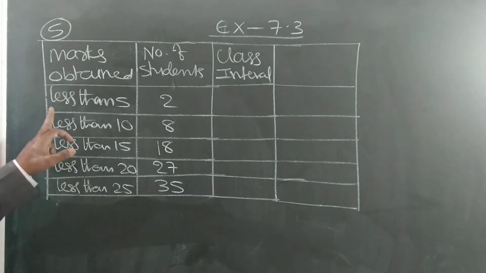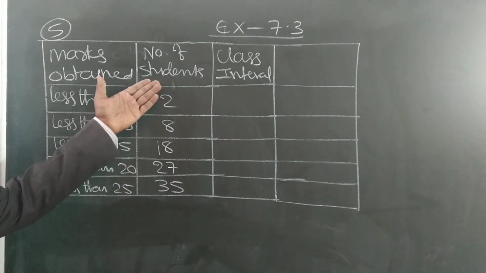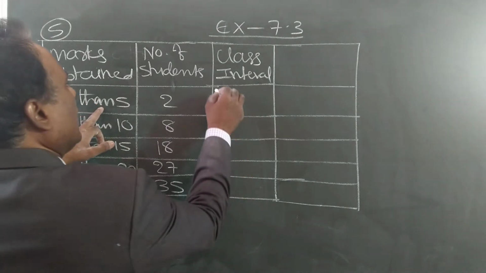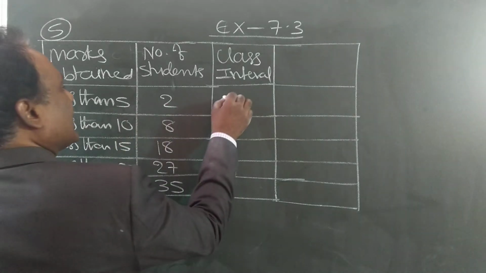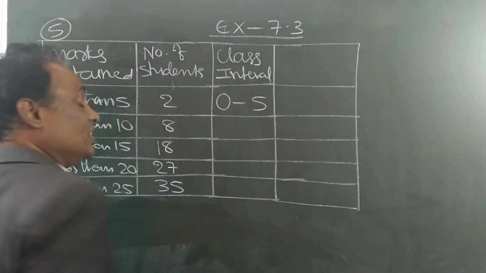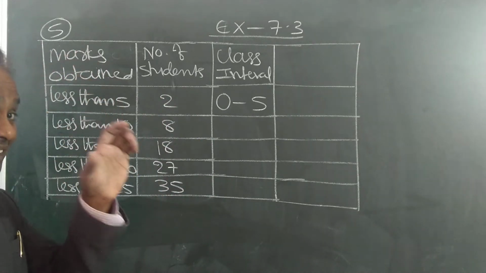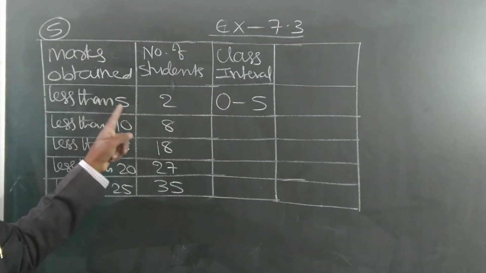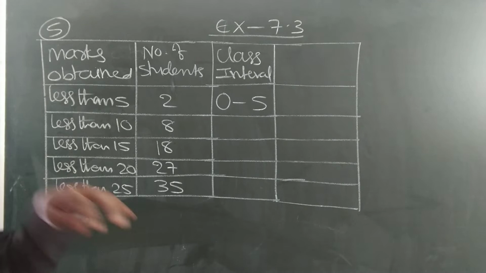See, students, less than 5 marks cannot be negative. So less than 5 means starting from what? 0. So this class interval is 0 to 5. You may forget everything, class intervals also you may forget. Try to recollect. Class interval means there will be a range. So 0 to 5. Less than 5 means up to 5.